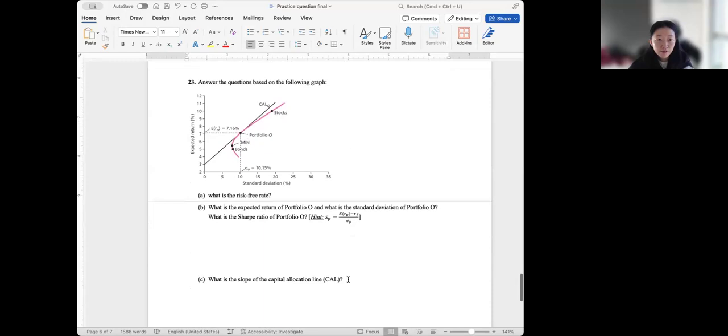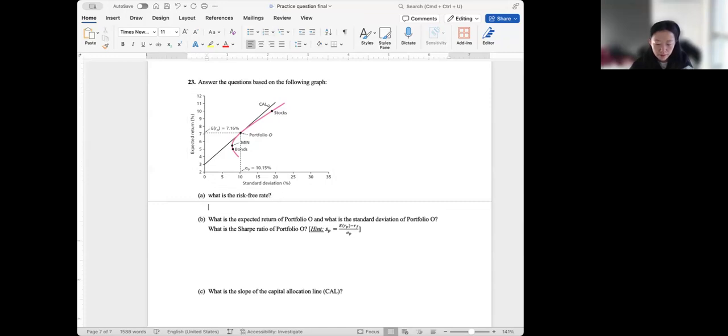Okay, so move on to the last question. What is the risk-free rate here on this graph? So the risk-free rate is the rate where standard deviation equals 0. So when you see standard deviation equals 0, what is the Y? What is the expected return? That is 3%.